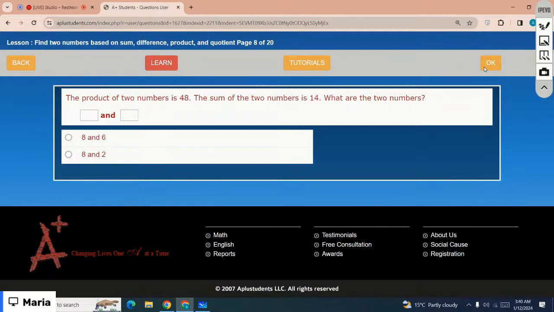The correct option is 8 and 6, right? Because 8 times 6 is 48 and their sum, 8 plus 6, is 14. So the correct option is 8 and 6, right?